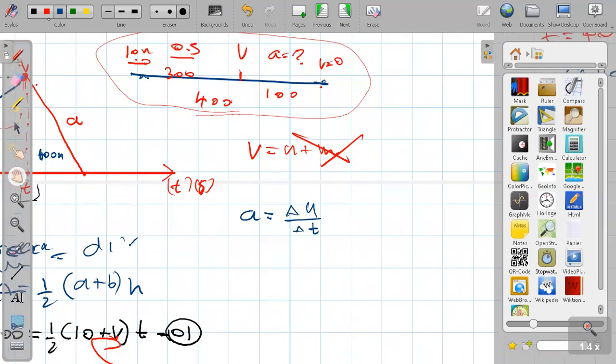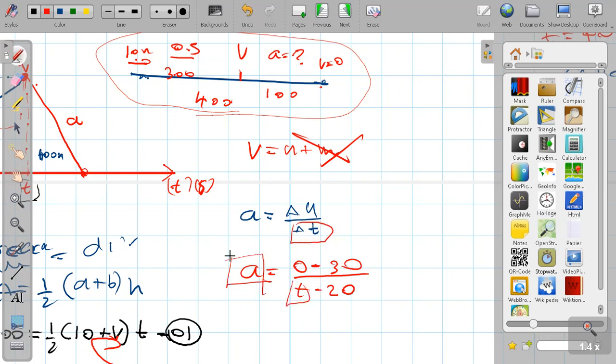Right. But you don't know the time. What can I write? 0 minus 30 equals t minus this initial value. What is that initial value? 20. You don't know that time. So you can find out the acceleration. But there is a way.